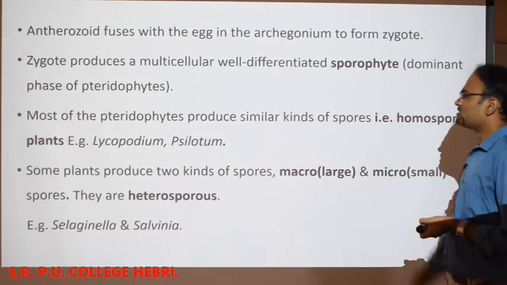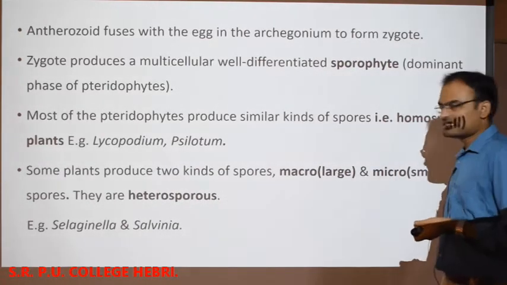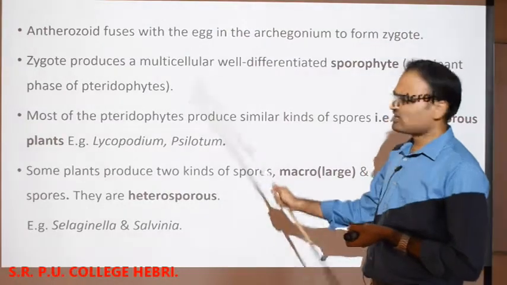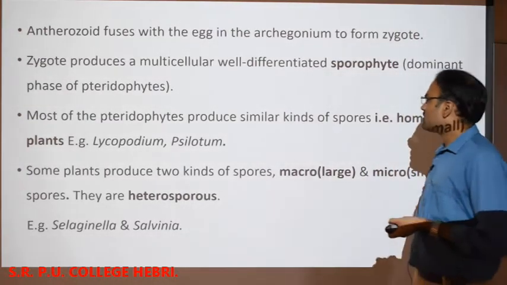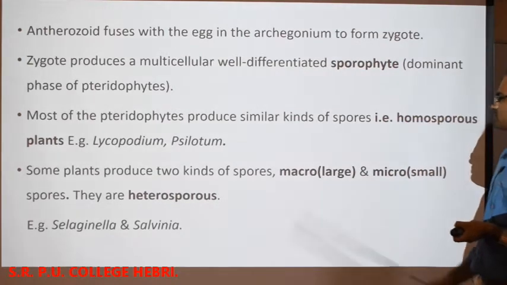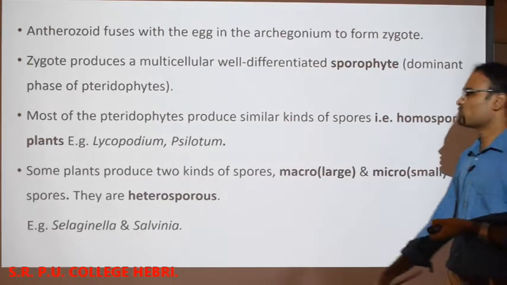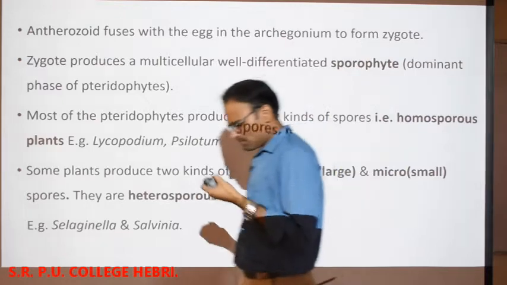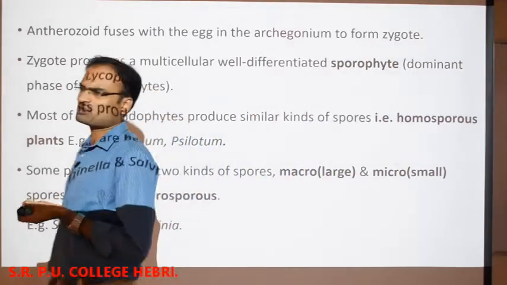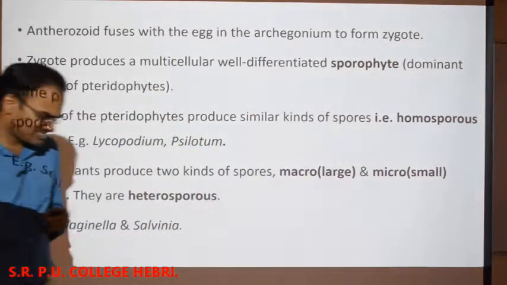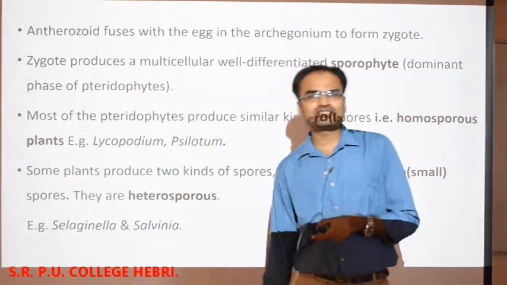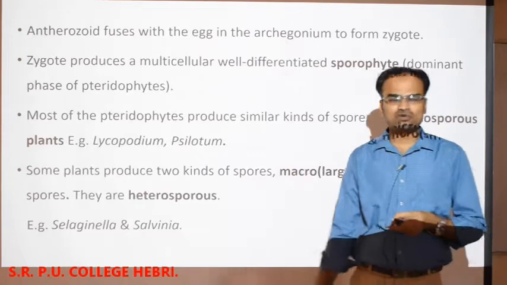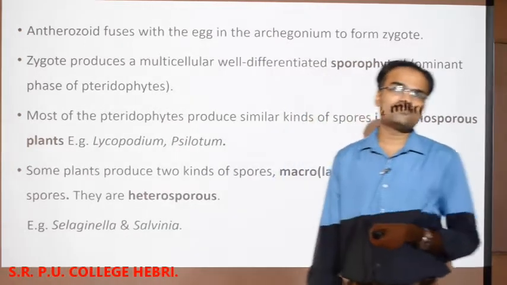So the differentiated sporophyte is the dominant phase in case of the pteridophyte. Okay, most of the pteridophytes produce similar kinds of spores, that is, homosporous plants. That means majority of the pteridophytes possess only one type of spore. That means you cannot distinguish the two spores, the one which is going to produce the male prothallus and the one which is going to produce the female prothallus.